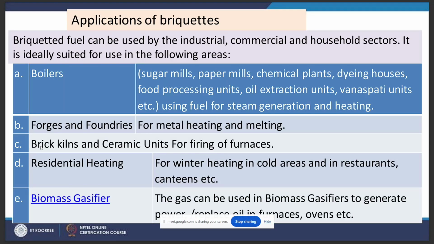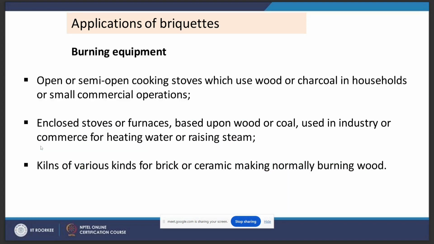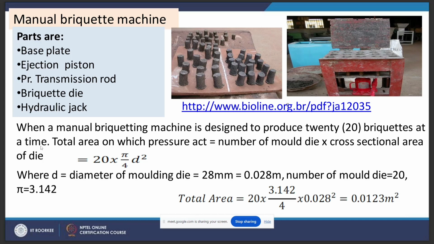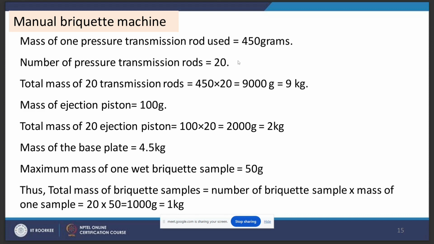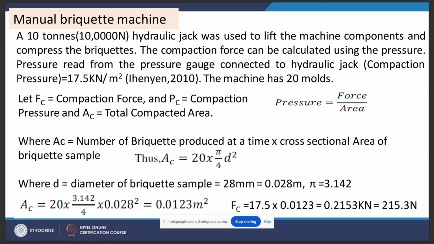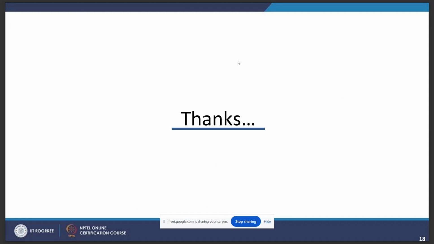So these are some of the applications. It can be used for heating the boilers, or for heating in colder areas, or in biomass gasifiers to generate power. These are some of the burning equipments, and here is a manual briquette machine, where this figure shows the machine and the briquettes formed from it. I think there will be a numerical for calculation of briquette force, so we will see that also.